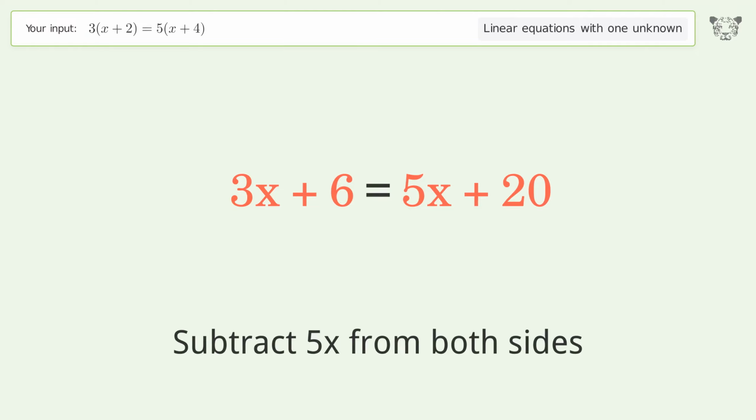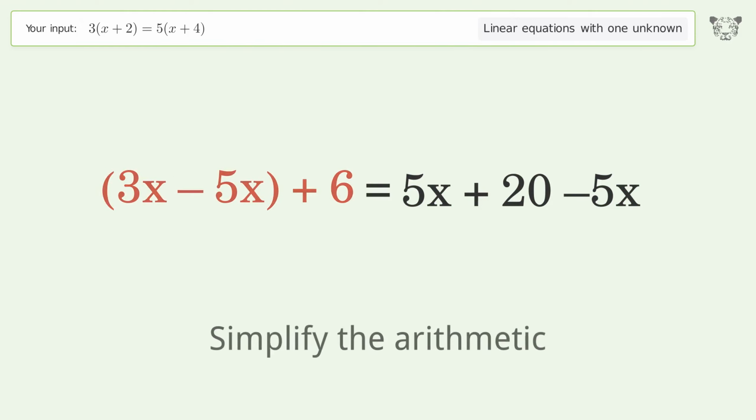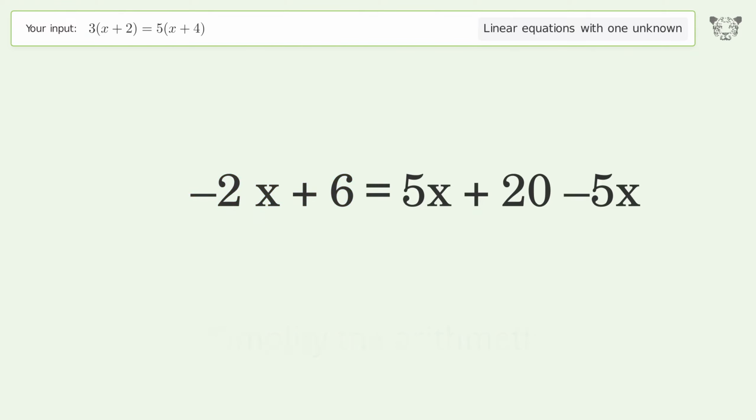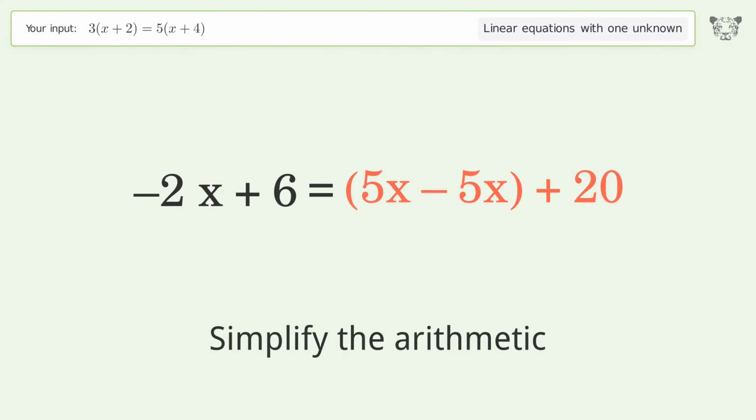Subtract 5x from both sides. Group like terms. Simplify the arithmetic. Group like terms. Simplify the arithmetic.